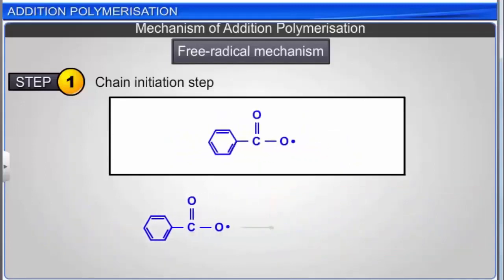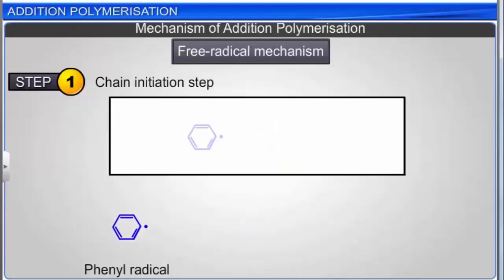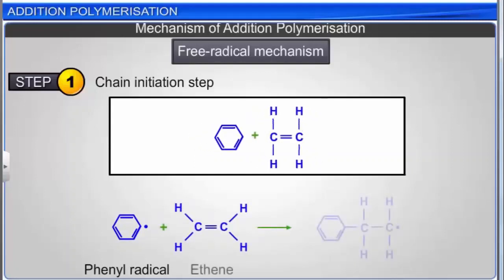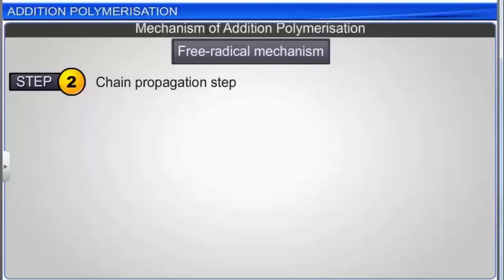The free radicals then break down further to form a phenyl radical and carbon dioxide. Now, the phenyl radical reacts with a monomer, in this case, ethene, to form another free radical. The next step in the mechanism of free radical addition polymerization is the chain propagation step.